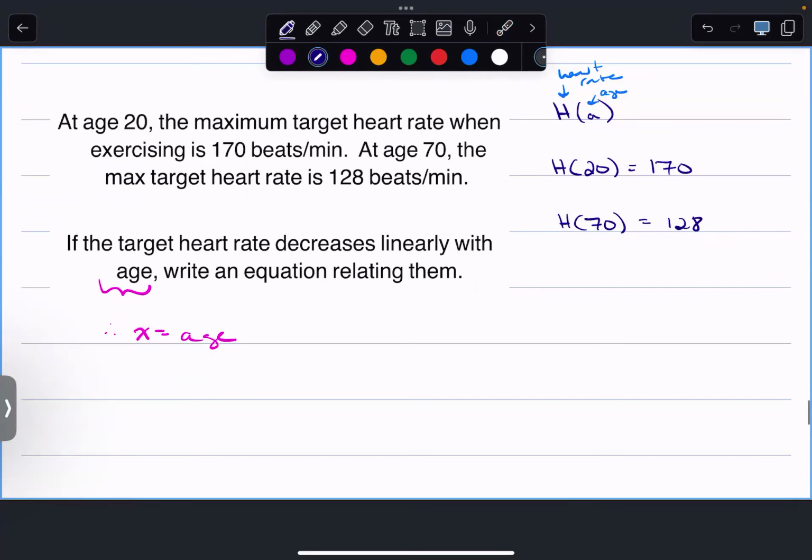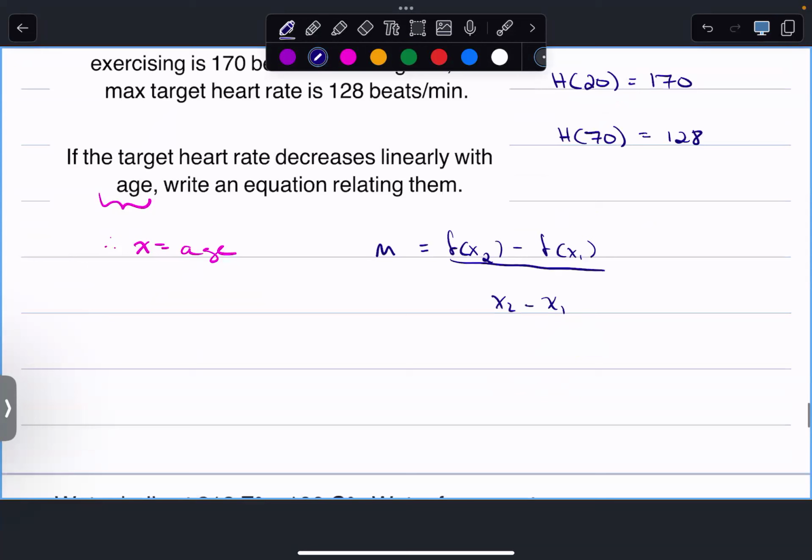So first thing we need to do is find the slope, right? We want to write an equation relating them, which is a linear equation because it decreases linearly. Decreases is a clue, right? That means we have to have a negative slope, right? So m is f of x2 minus f of x1, over x2 minus x1. F of x2 is 128, f of x1 is 170, and 70 minus 20.